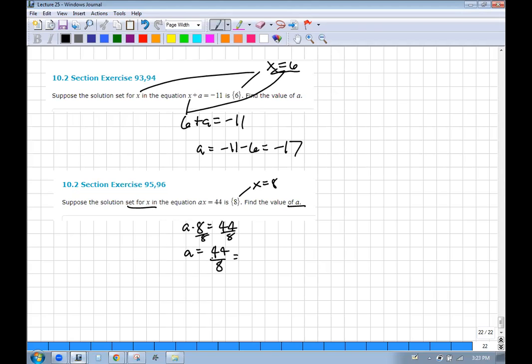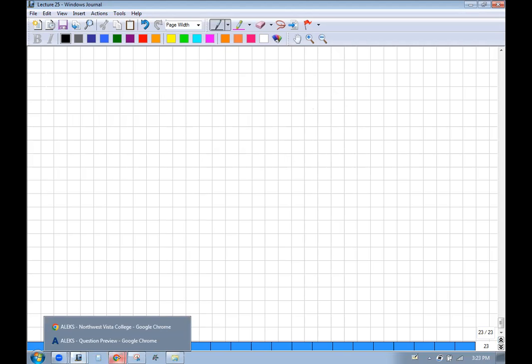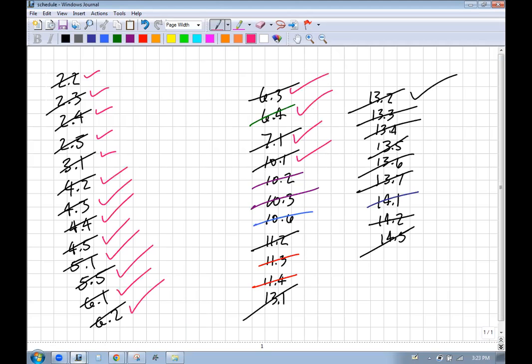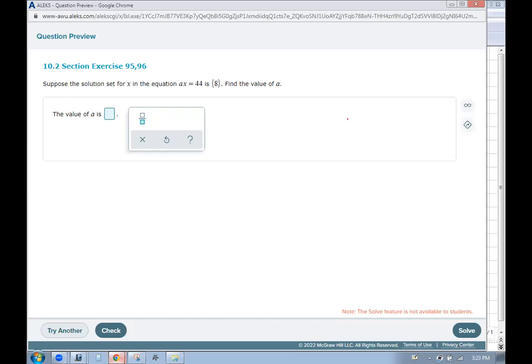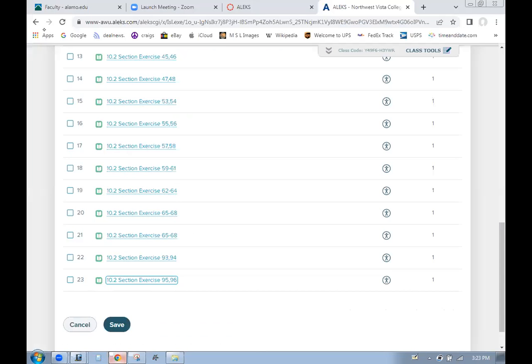Now you could simplify this, right? 44 is 2 times 22. 22 is 2 times 11. 8 is 2 times 2 times 2. So we have 11 halves. The box. And that's it for 10.2. Look at 10.3.